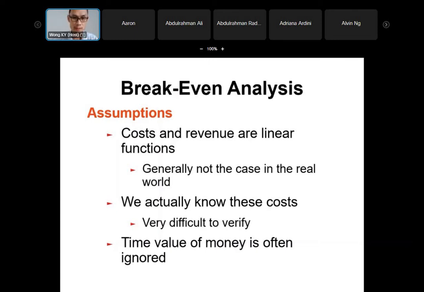And the third assumption that we make is that the time value of money is often ignored. Money has a value, and the value of the money changes with time, just like the currency exchange rate. But in break-even analysis, we assume that the time value of the money is constant. We ignore any time value changes in the money. So these are the assumptions that we make in break-even analysis.